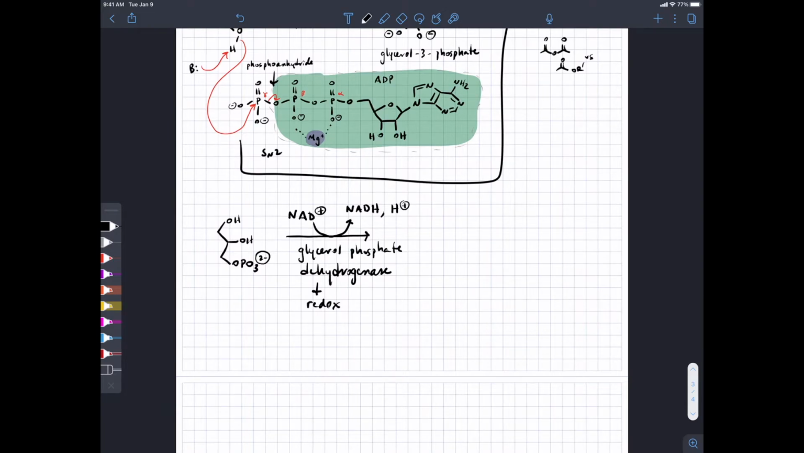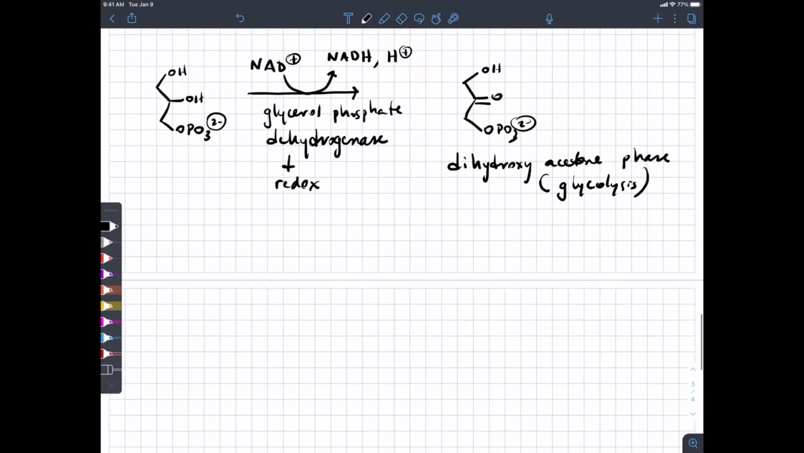And what this is going to do is it will oxidize the secondary alcohol of glyceraldehyde 3-phosphate to a ketone, and this becomes dihydroxyacetone phosphate, which is an intermediate in glycolysis. Okay, so I think we have seen NADH reductions before, but perhaps not an NAD plus oxidation.